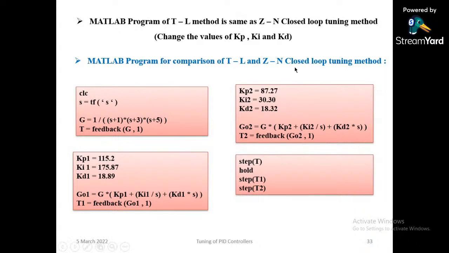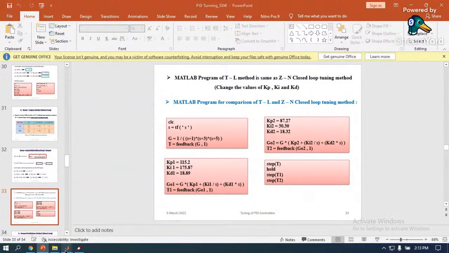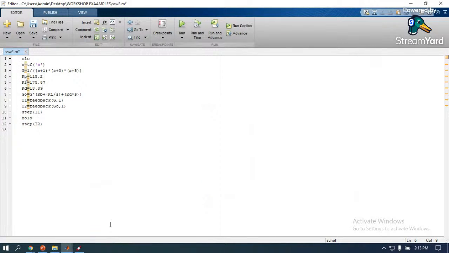Okay, what I'm doing is I'm just comparing with Ziegler-Nichols and with TL method. दोन्ही compare करतो इथे मी. Okay. These values were for Ziegler-Nichols, right? KP, KI, KD. बरोबर ना?